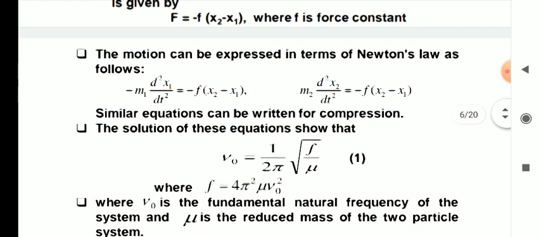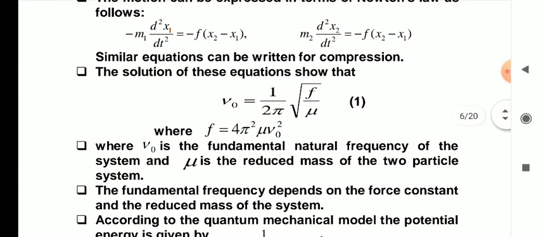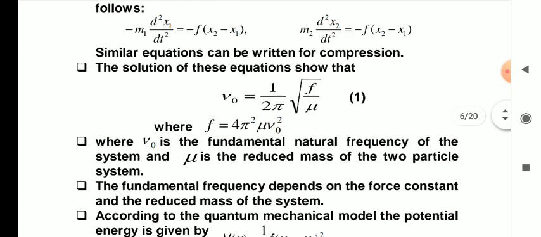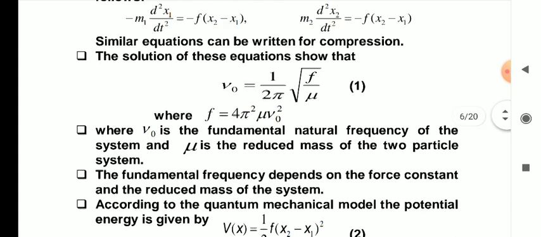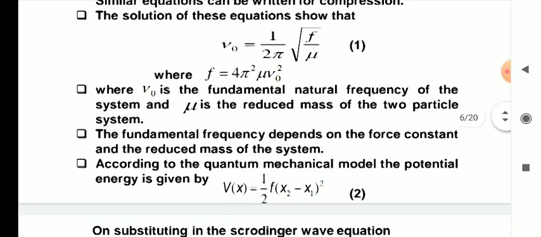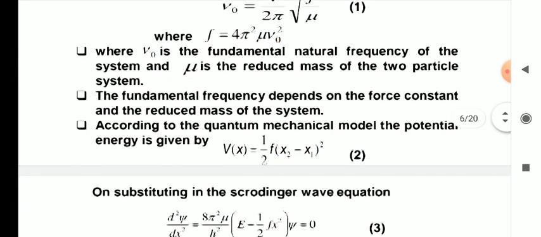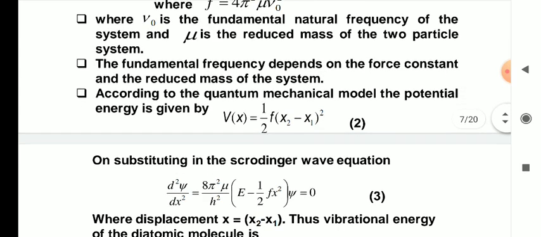Therefore, a similar equation can be written for the compression also. The solution of these equations shows that nu naught is equal to 1 over 2 pi square root of f upon mu, where f is called the force constant and is given by 4 pi square mu nu naught square, where nu naught is the fundamental natural frequency of the system and mu is the reduced mass of the two particle system. The fundamental frequency depends on the force constant and the reduced mass of the system.